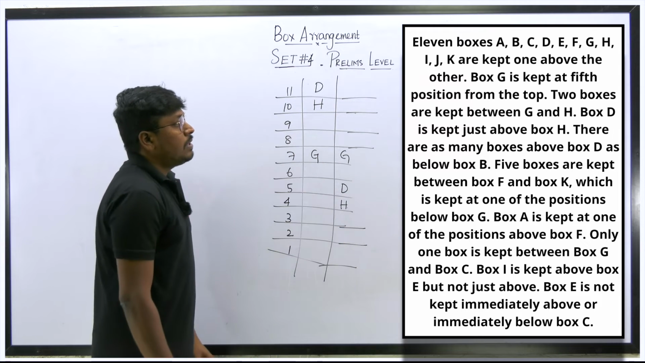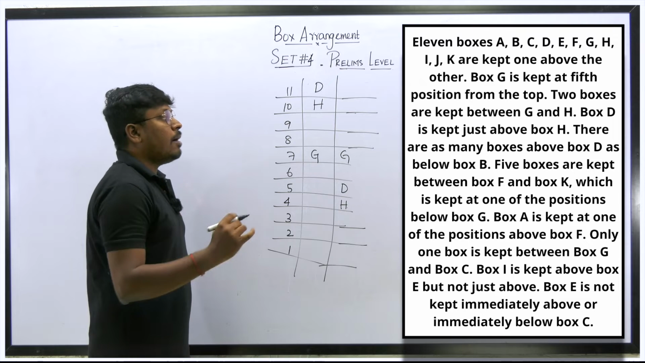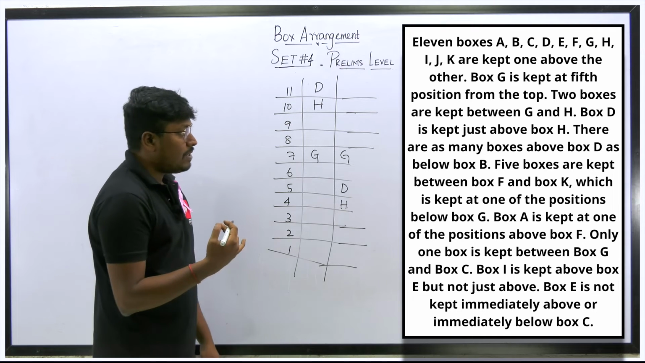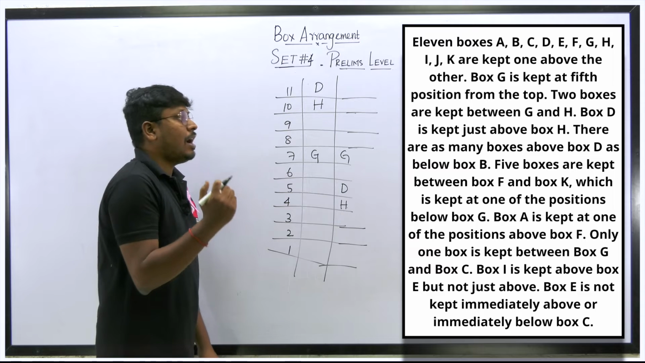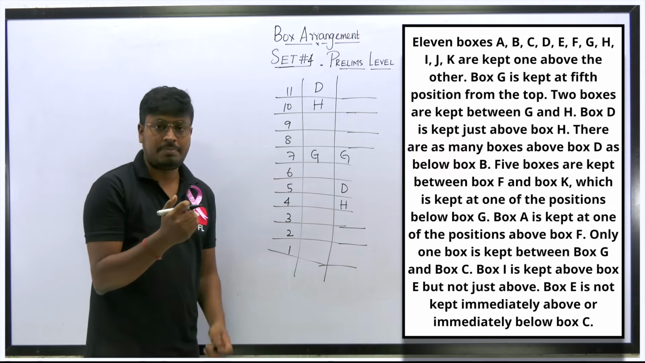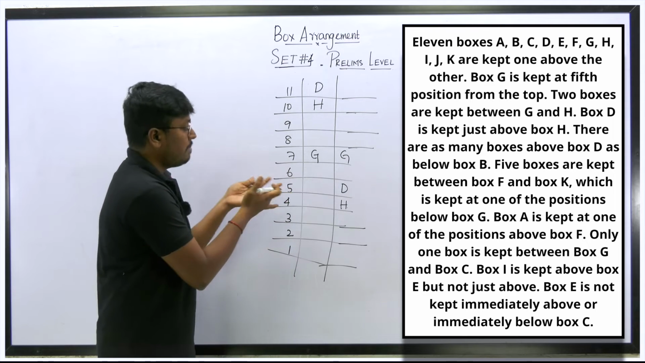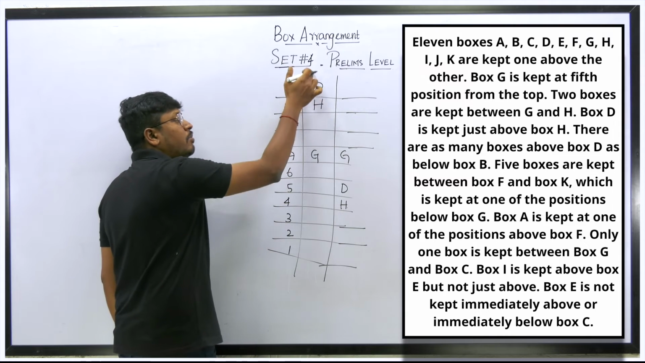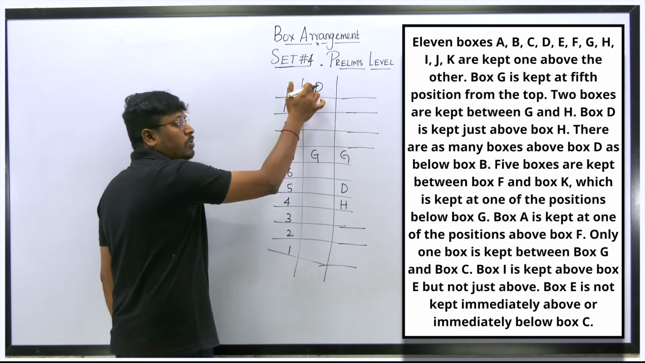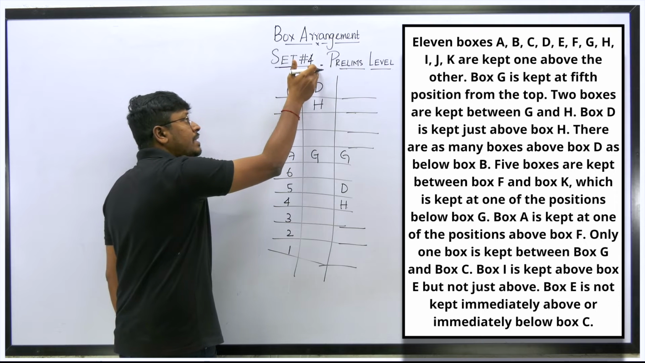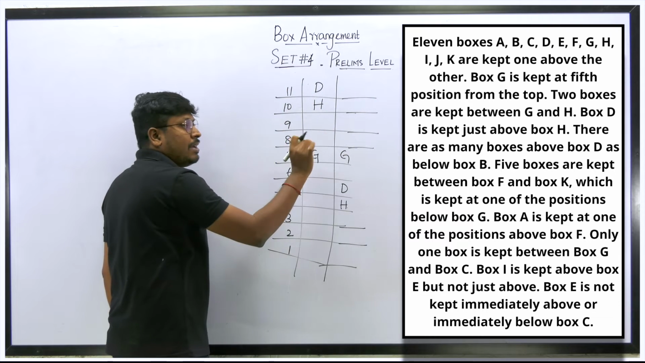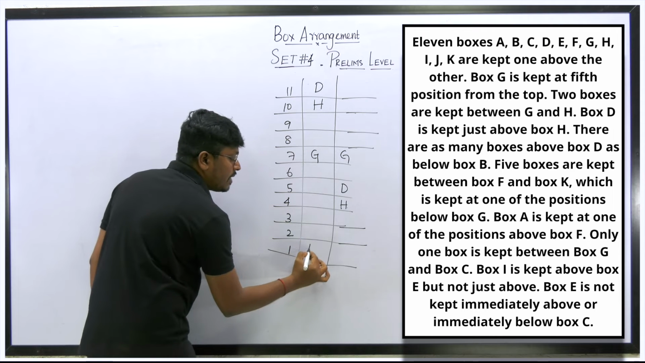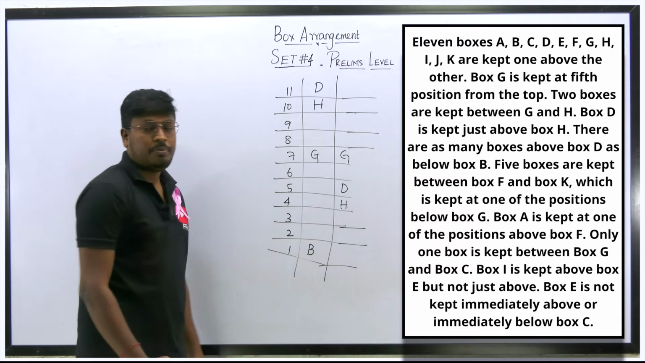Next point: there are as many boxes above box D as below box B. Just read the point carefully. There are as many boxes above box D as below box B. The meaning here is, how many boxes are above box D? None, because box D is at the topmost position. So above box D there are no boxes. Similarly, below box B also there should not be any box. So definitely we should say that box B will be at the bottommost position.